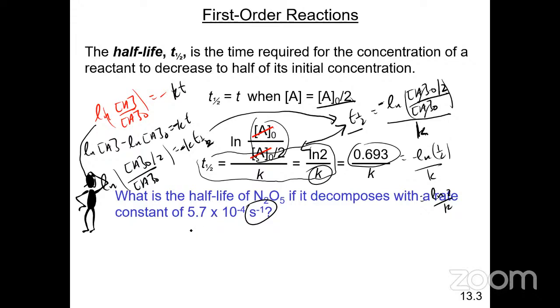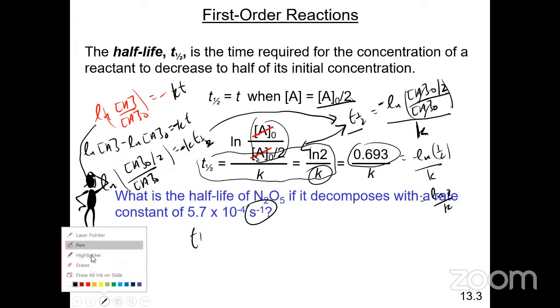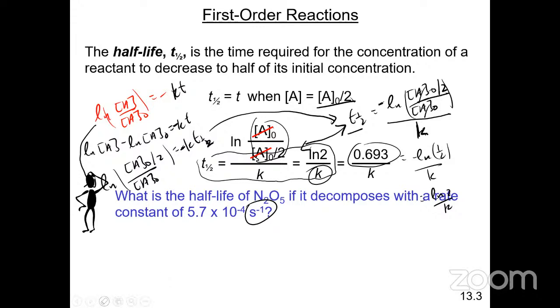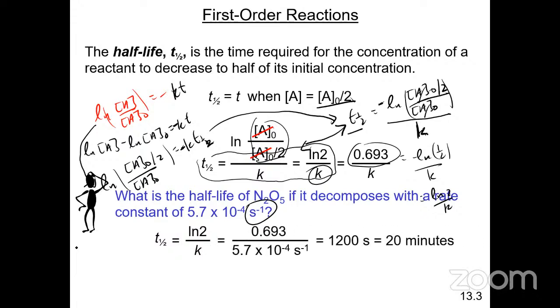So basically, all we have to do is plug the numbers into the equation that we just derived. This is the half-life equation for the first order reaction. All we have to do is plug in the K value, since they gave you the rate constant, and then do your thing on your calculator. According to this, the answer should be 1200 seconds, which is exactly 20 minutes. And that's how that question is done.